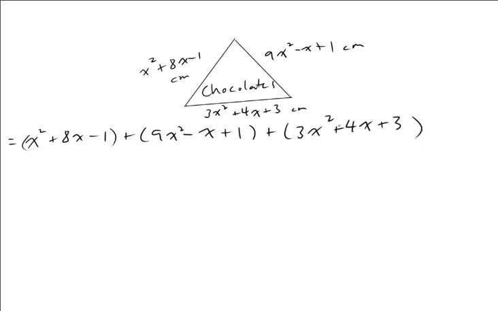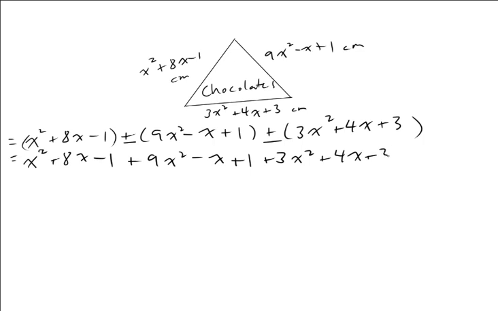Alright, so from here, all of the signs that are separating the bracketed terms are plus signs, which means that we don't have to touch any of the signs inside of these brackets. So we just have to remove them. So we get x squared plus 8x minus 1 plus 9x squared minus x plus 1 plus 3x squared plus 4x plus 3. Alright, sorry, I'll just remove these underlines now, that might be confusing. Alright, perfect.